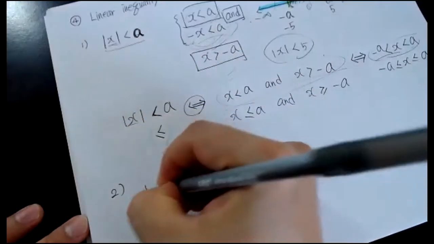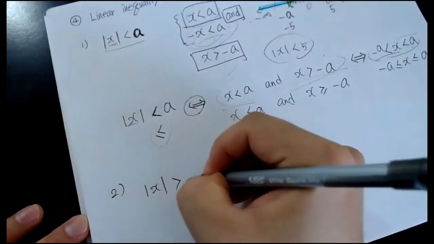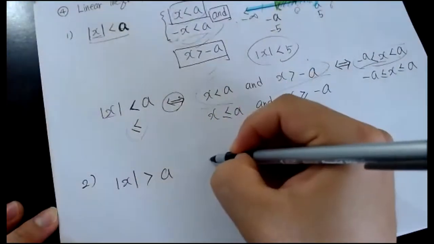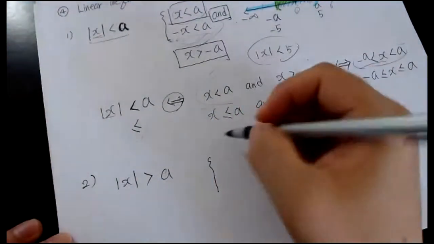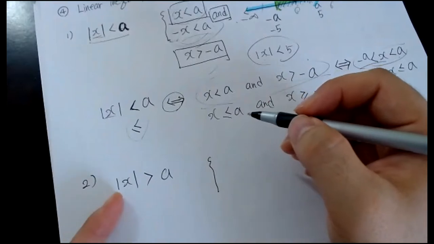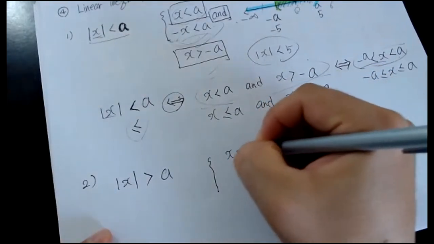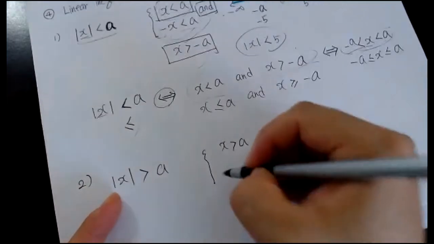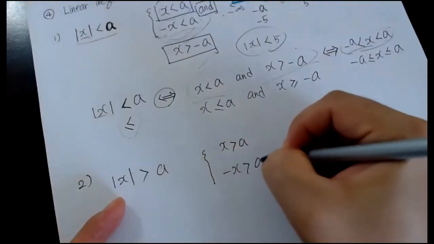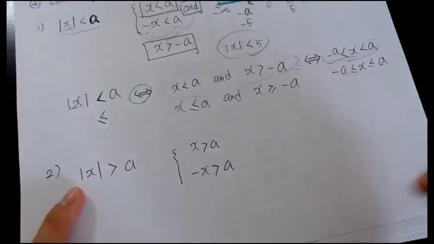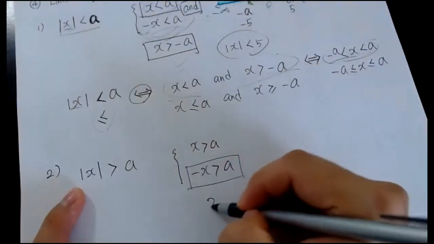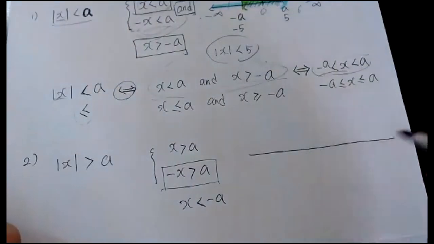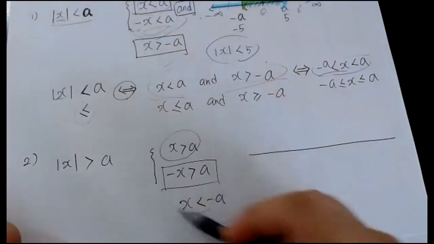Next case, what if the absolute value of x is greater than a, or greater than or equals a? Then we use the definition of the absolute value. Think about two cases. Case one, x is positive. Then we got x is greater than a. Second case, what if x is a negative number? Then negative x is greater than a, which is nothing but x is less than negative a, right? Okay, so now let's figure out the solution set of these two.